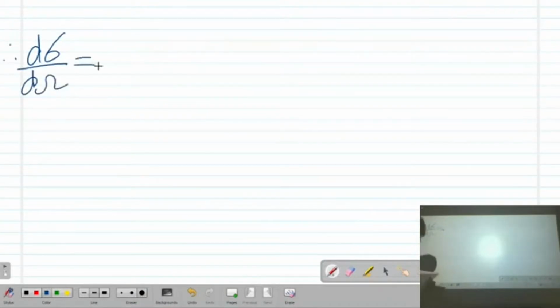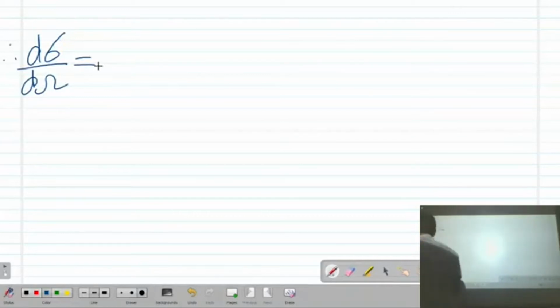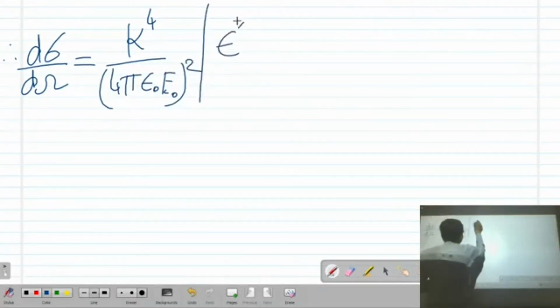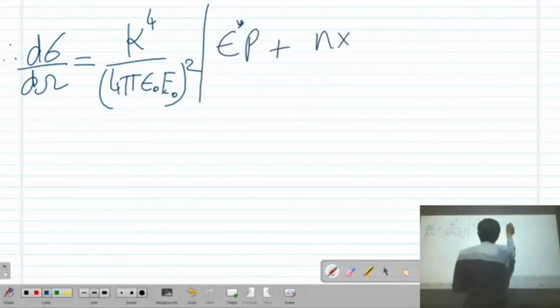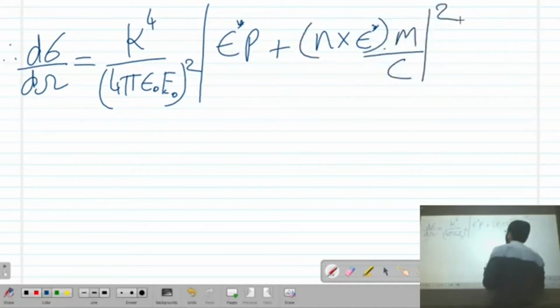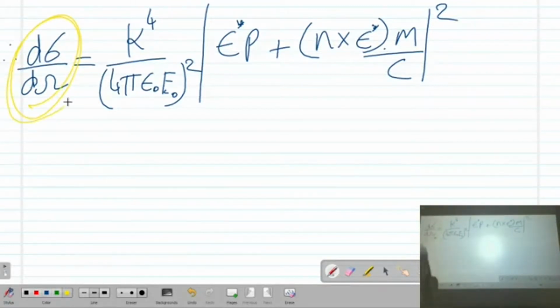d rho by d omega, that is nothing but the power per unit area per unit solid angle, is given by k raised to 4 by 4 pi, sine of theta, E0 whole square, P plus n cross conjugate of psi dot m by c, whole square. So this is nothing but the power relation of the scattered wave with respect to unit solid angle, power per unit area per unit solid angle. This is known as the differential scattering cross section.